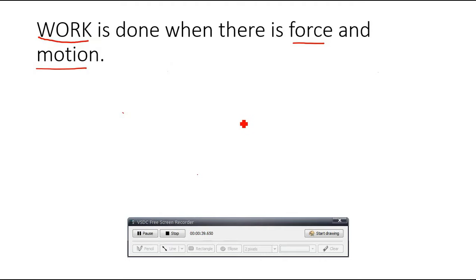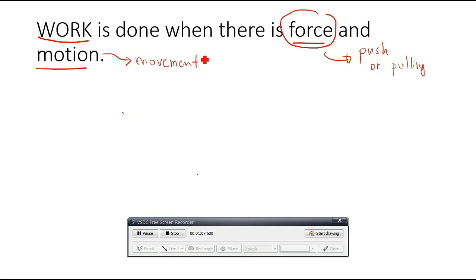Before we proceed to the solving, let's first analyze these variables. When we say force, of course, we all know that it's the action of pushing or pulling. Later on, we will know the different forms of forces that we can use in solving for work. And when we say motion, it's basically known as your movement. In physics, there is a motion if there is a change in position.